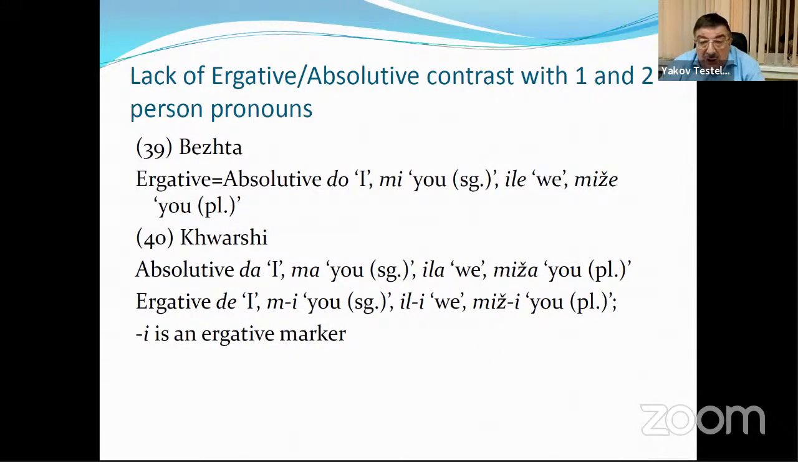So in Bezhta, there are ergative forms which coincide with absolutive, like do, I, me, you singular, ile, we, mi, je, you plural. In Khwarshi, a language which is genetically rather closely related to Bezhta, it also belongs to the Tsezic branch, we see ergative forms of personal pronouns of the first and second person. Absolutive da, I, ma, you, ila, we, mija, you plural. Ergative forms de, mi, ili, miji. E is an ergative marker in Khwarshi, so it looks much like a rather recent development.